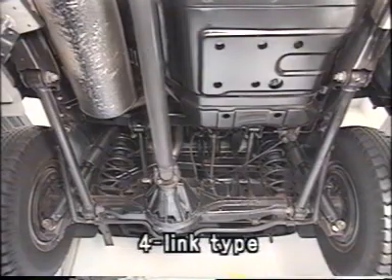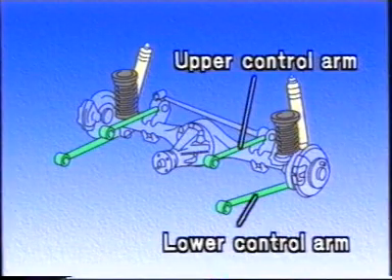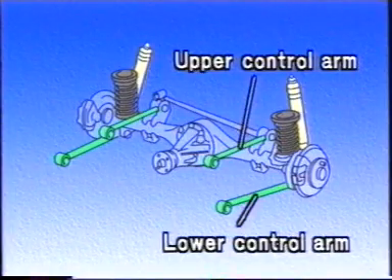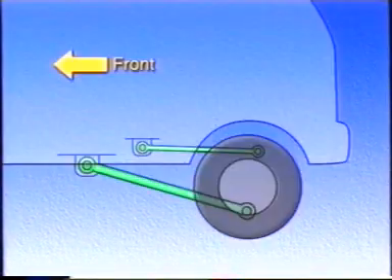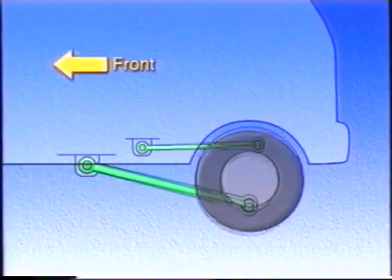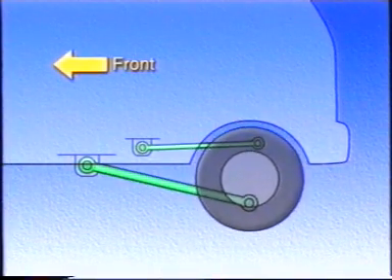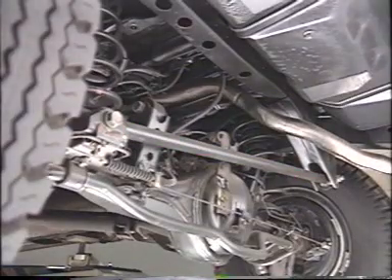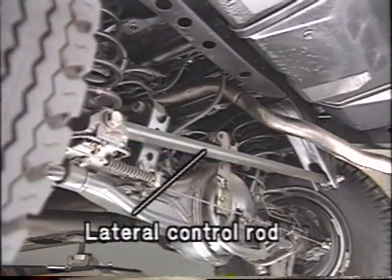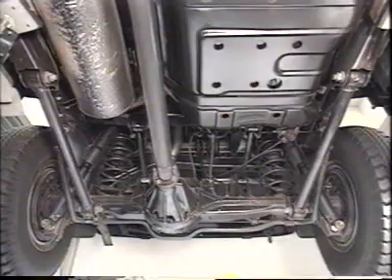Coil springs are used in 4-link suspension. Springs cannot hold the axle in place with this type of suspension, so 2 linkages are provided on each of the left and right sides. The pair of lower control arms are long, while the other pair, the upper control arms, are short. They restrict the longitudinal movement of the axle. The lateral control rod provides lateral support. Here, the axle is positioned by a linkage, so soft springs can be used and riding comfort is good.